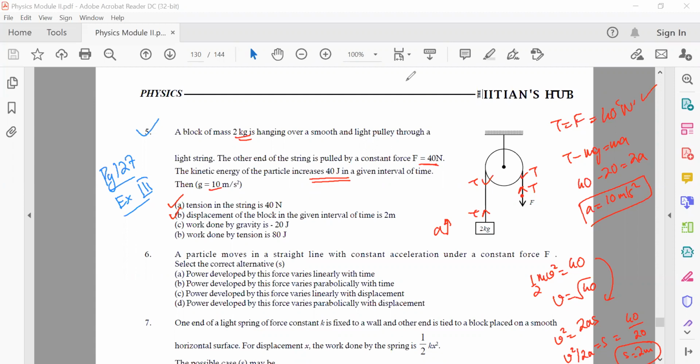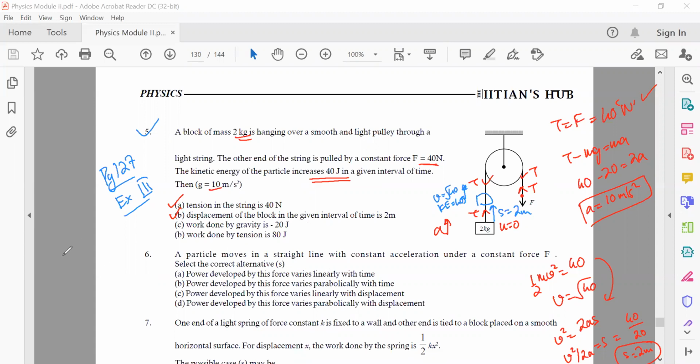So if it started from rest over here, then by the time the displacement is 2 meters, its velocity would become root 40. So its kinetic energy would become 40 joules. So this is correct. Okay.